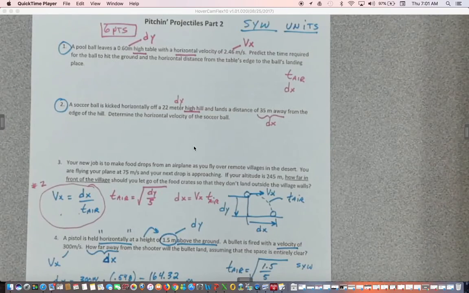Well, there you have it. This worksheet's due. And then when you're done, please get on homework checks. Many of you have homework checks to do for projectile motion.